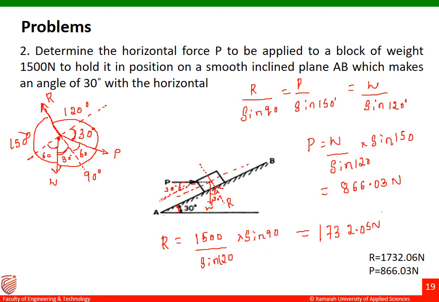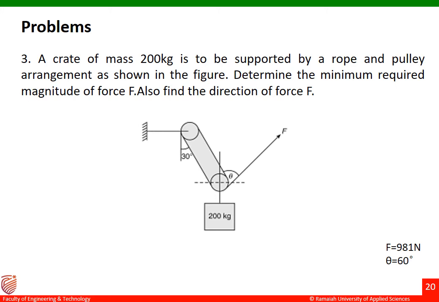So this is how you have to find out the answer for problem number 3. A crate of mass 200 kg is to be supported by a rope and pulley arrangement as shown in figure 1. Determine the minimum required magnitude of force F and also find out the direction of F over there. So in this case, they are asking us to find out the value of F as well as the direction of F here.